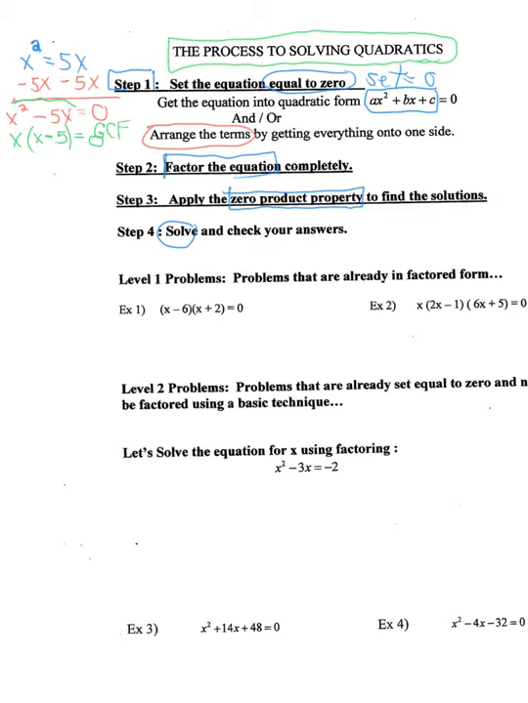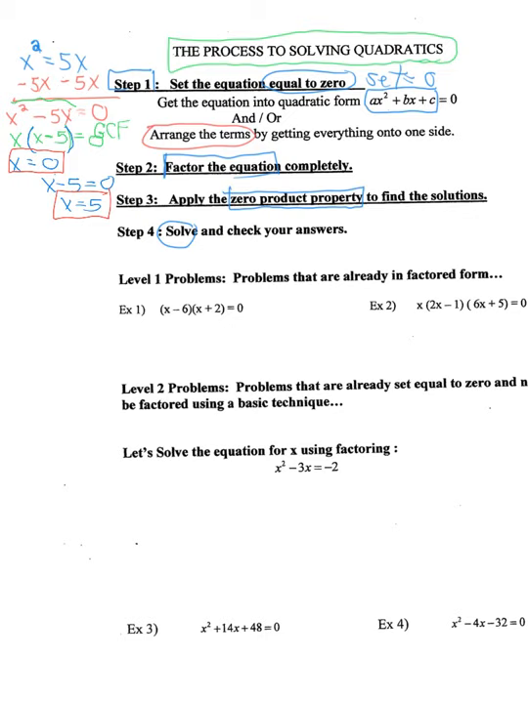Step 2 is done. Step 1 was set it equal to 0. Step 2 was to factor it. Step 3, apply the zero product property. So I can look here and say, I got 2 things multiplied to be 0. That means either the first term, x, is equal to 0, or x minus 5 equals 0. I already have the answer for the first one: x equals 0. Here, I've got to add 5 to both sides, and my second answer is x equals 5. There's my 2 answers.